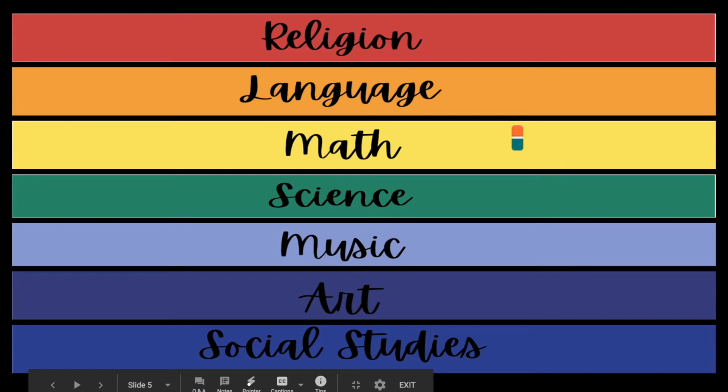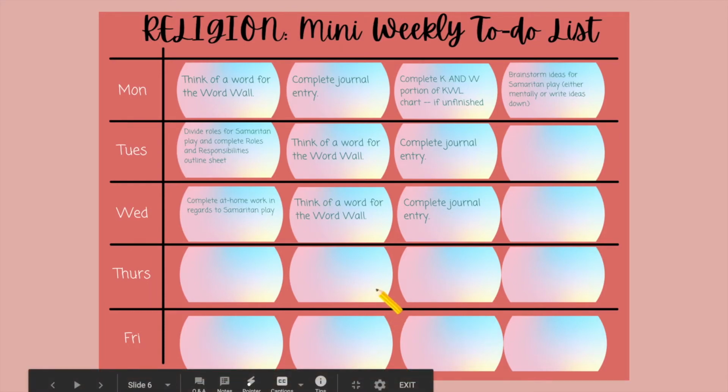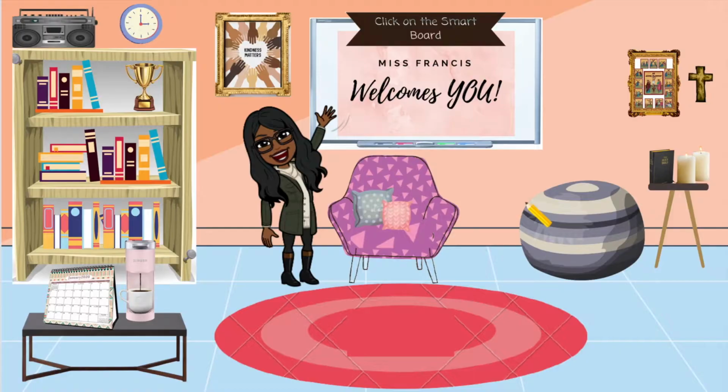For the purpose of this assignment, I am focusing on the first tab, which is religion. And when we click on this tab, it leads us to another slide, which is the mini weekly to-do list that students will use to self-assess their progress in class. This mini to-do list provides a brief overview of what's expected of students. Obviously, there will be more detailed instructions provided in class. This just kind of acts as a reminder for students or as an online agenda.